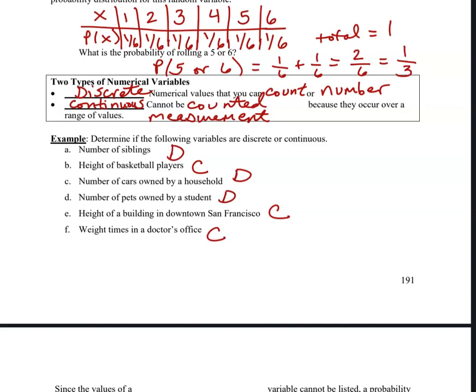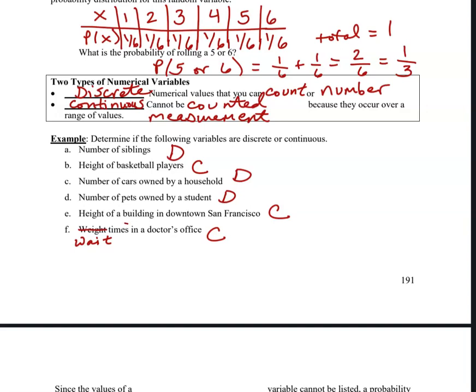And I just realized something in my notes. I'll see if I can fix this in yours. I spelled weight wrong. This is the weight, like your weight. How much do you weigh? I meant wait times. I think I should have used W-A-I-T. So if you need to fix that in your notes, go ahead and do that.